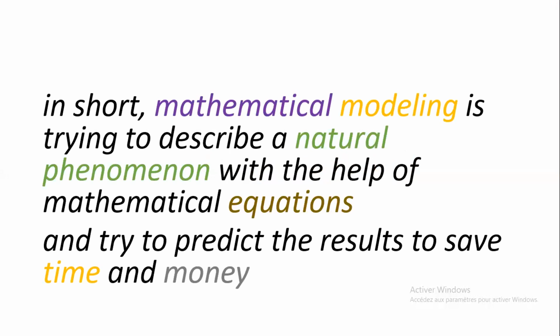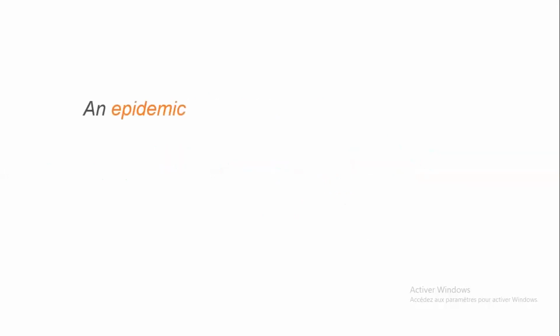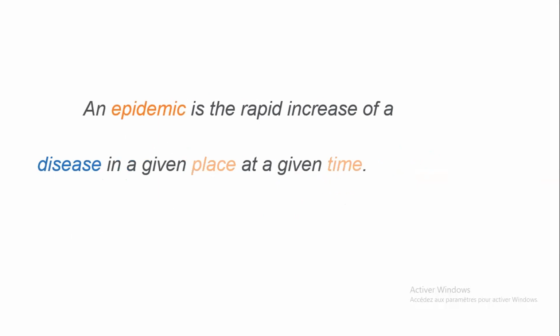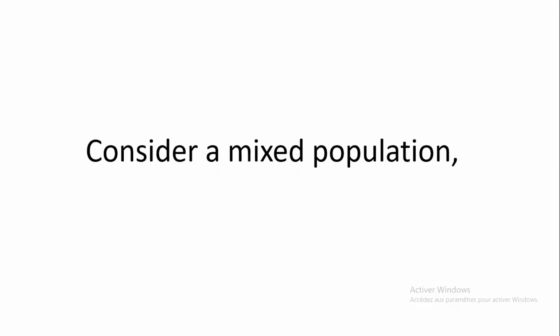Okay, starting by defining an epidemic. What's an epidemic? It is the rapid increase of a disease in a given place at a given time. If the disease spreads rapidly to a large part of the world, it is called a pandemic. Okay, let's build our model.